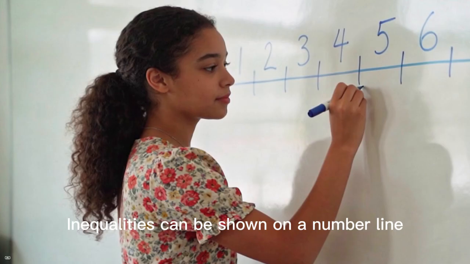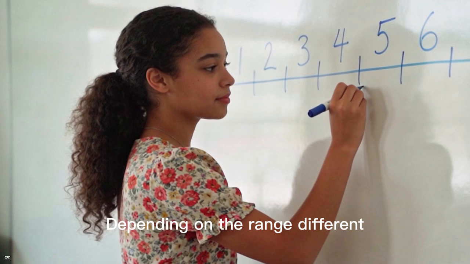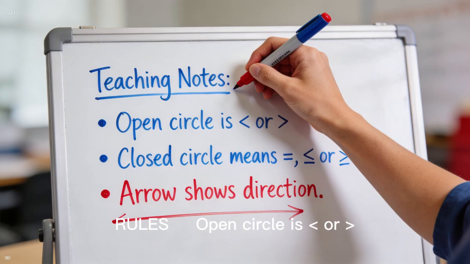Representing inequalities on number lines. Inequalities can be shown on a number line. Depending on the range, different standard rules are used. Rules: an open circle is for less than or greater than, and a closed circle means equals, so less than or equal to, or greater than or equal to. The arrow shows direction.